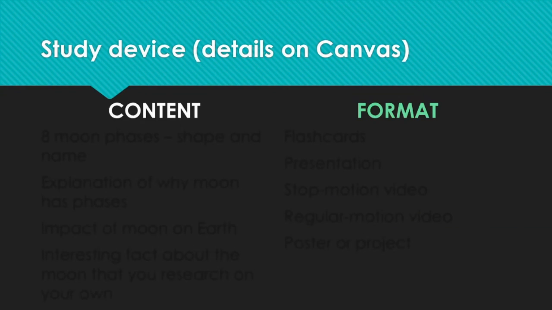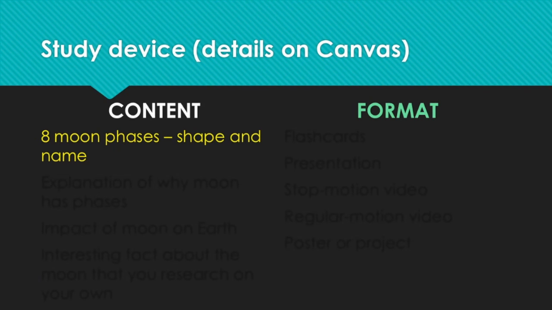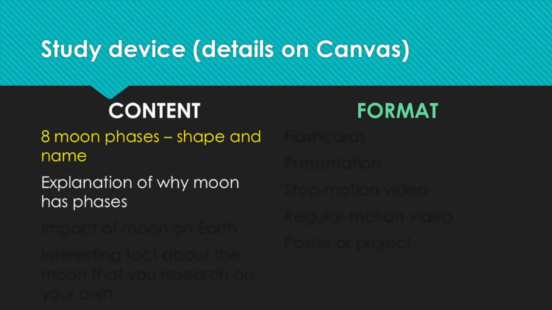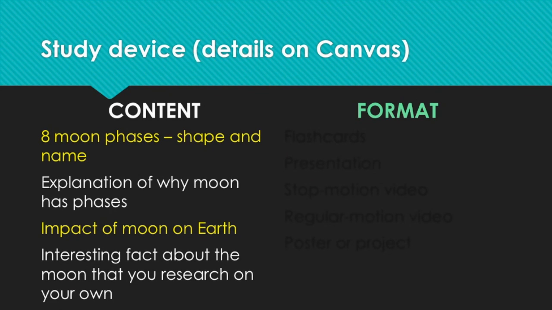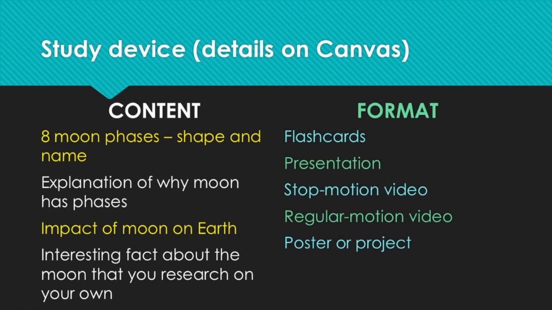The study device details are available on Canvas, but I do want to highlight a few key points. In terms of content, you must cover the 8 moon phases, both the shape and the name of each moon phase. Also explain why the moon has phases, more challenging than the first part. Highlight some of the various impacts that the moon has on Earth. And then lastly, research and find an interesting fun fact about the moon to include in your project. This project could be in any format, potentially flashcards, maybe a presentation, a stop motion video, regular motion video, poster or project, or really any combination of those or anything that you think would be a fun format.